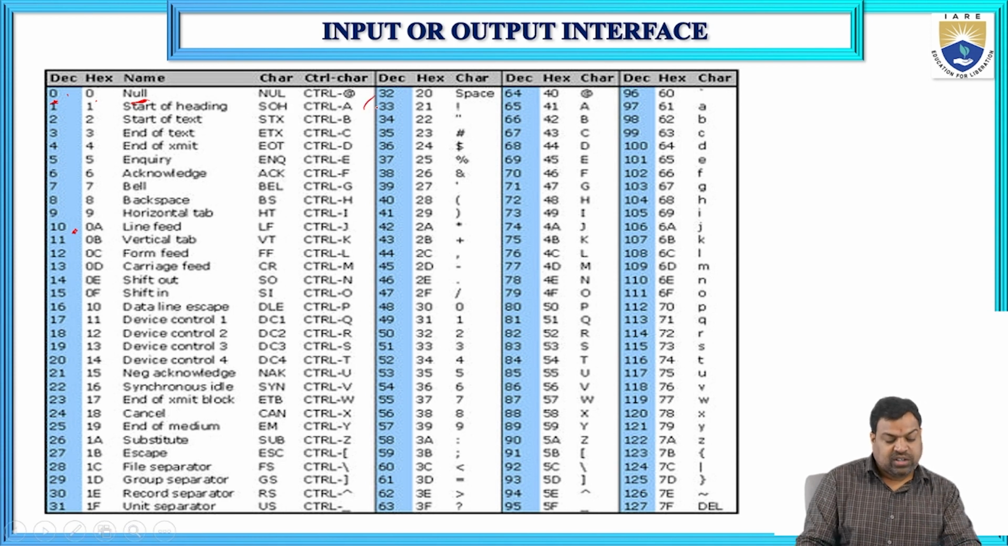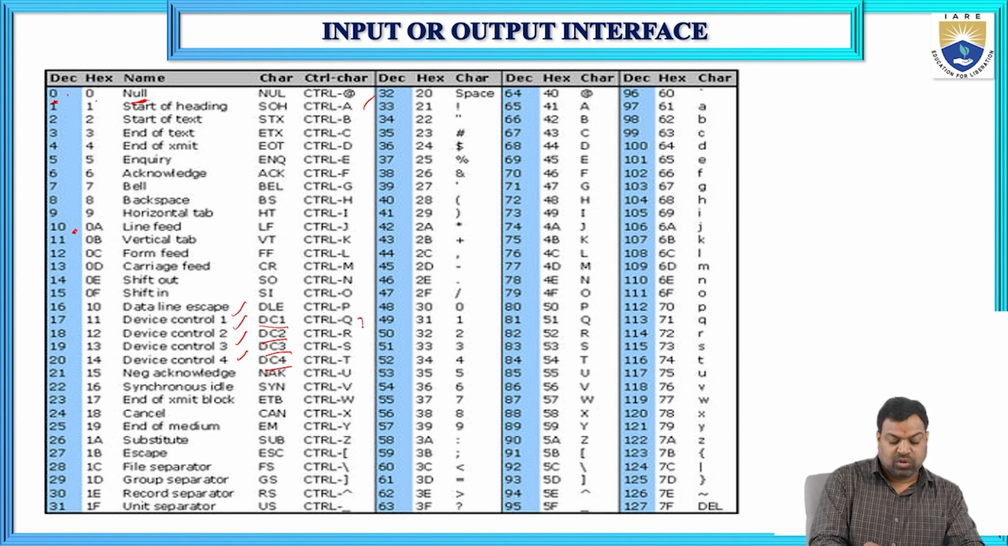That is control A, and decimal number 3, hexadecimal 3, that is end of text, ETX, end of transmission, EOT, inquiry, ENQ, acknowledge, ACK, bell, BEL, backspace, BS, horizontal, line, vertical. So these are the device controls, the important ones: device control 1, device control 2, device control 3, and device control 4. I'm taking them as DC1, DC2, DC3, DC4.